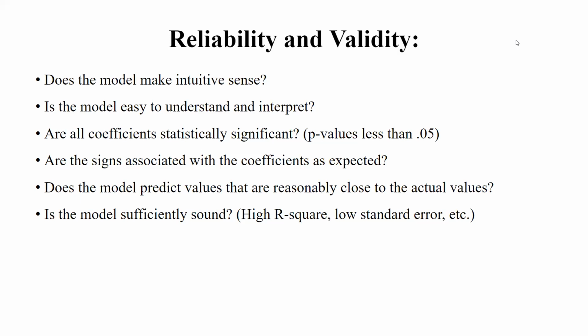And finally, is the model sufficiently sound? How do we test whether the model is sufficiently sound? We have two concepts to measure this. One is the R-square value. By looking at the R-square value, we can identify to what extent our model is a sufficient fit. This R-square value is nothing but your correlation value. This correlation value will always range between -1 and +1. Here we need to have the highest value in our R-square value.